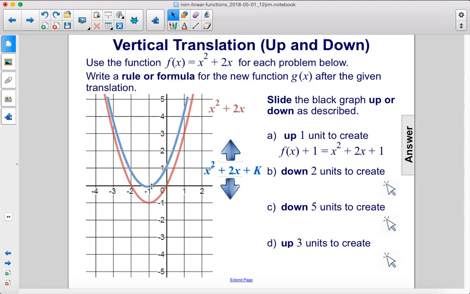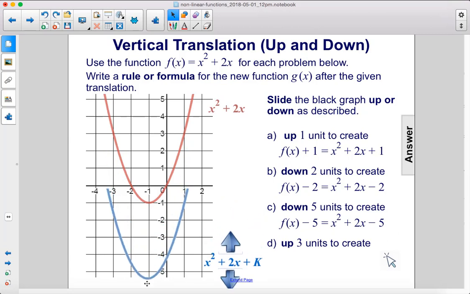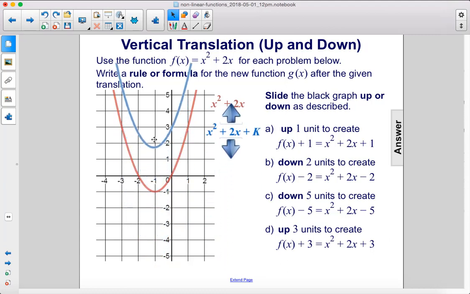Then we can move it down 2 units, 1, 2, and that would be f of x minus 2, which is x squared plus 2x minus 2. Now we can move it down 5 units, way down here, we have f of x minus 5 equals x squared plus 2x minus 5. And then finally up 3 units, 1, 2, 3, x squared plus 2x plus 3.